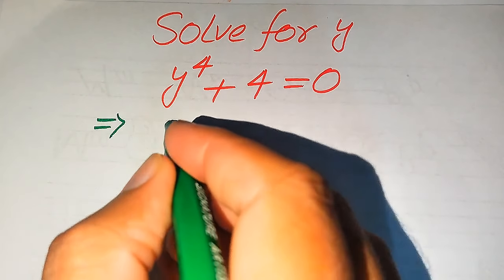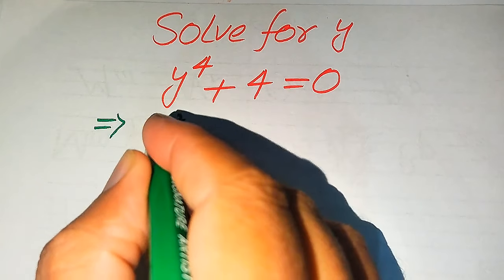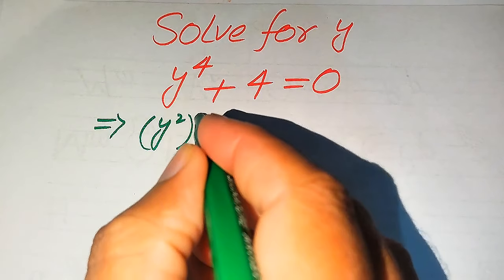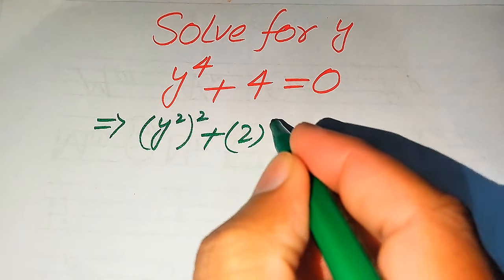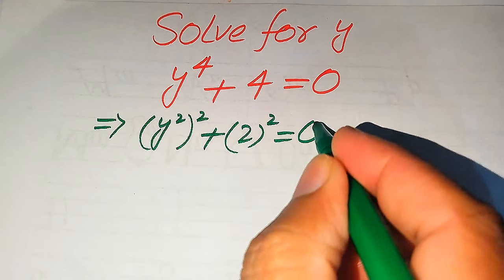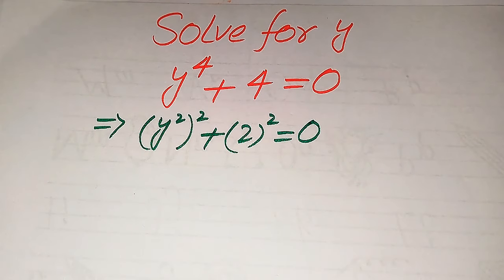So here first we rewrite this equation: we write y to the power of 4 as y square and its whole square, plus we write this 4 as 2 square, and this whole equation equals 0.